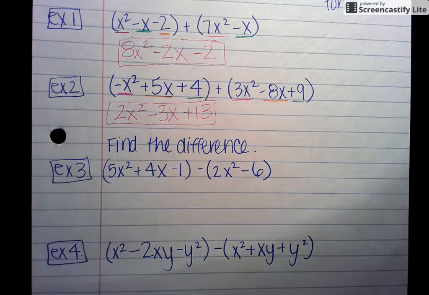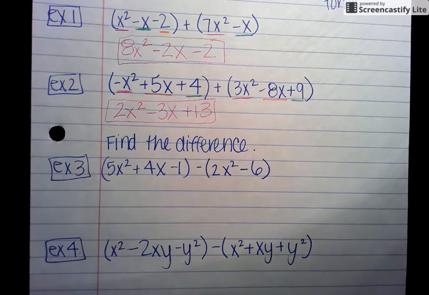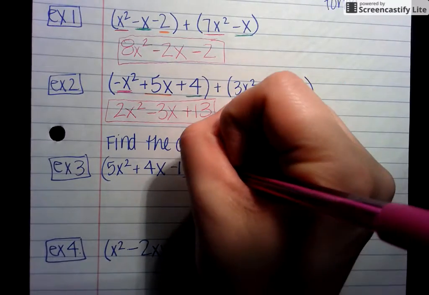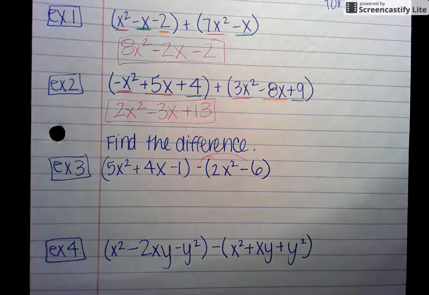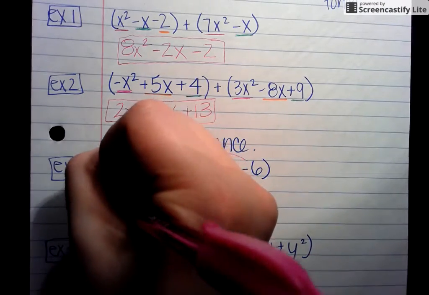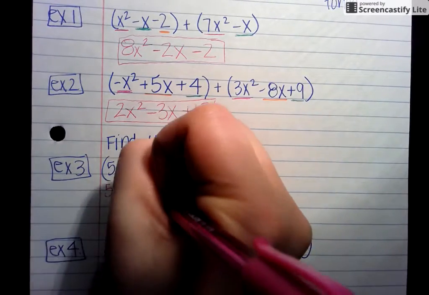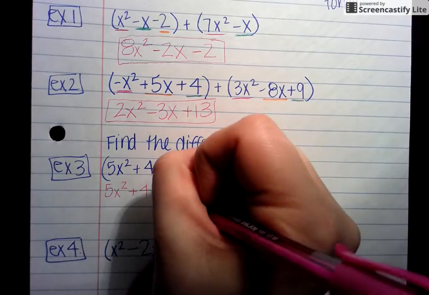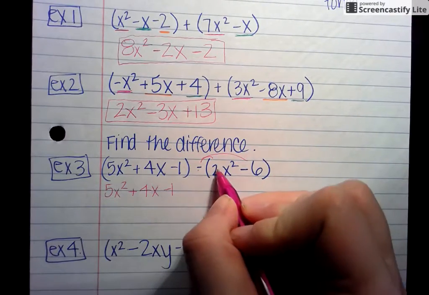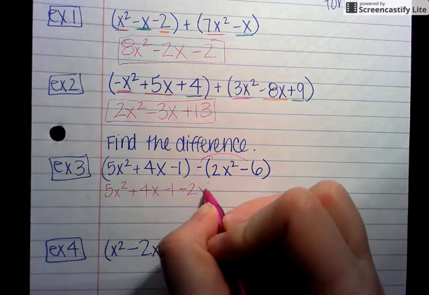Now this next part, they want you to find the difference, and finding the difference means you're subtracting, so you're still doing the same thing. The only difference is when you subtract, you need to distribute that negative before you can get started. So you have to give it to each term. So I'm going to rewrite this. So I have 5x squared plus 4x minus 1, and then it's going to be a negative times a positive, so it's going to be a negative 2x squared.